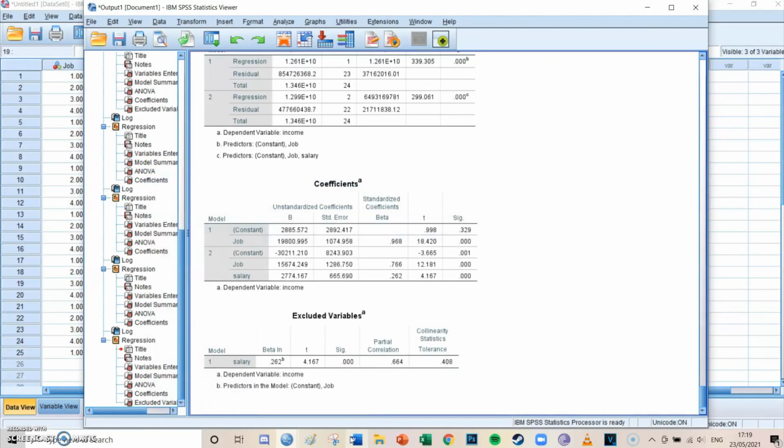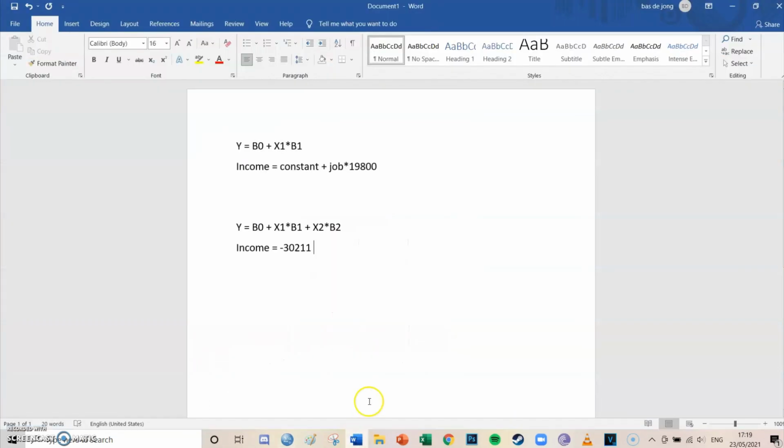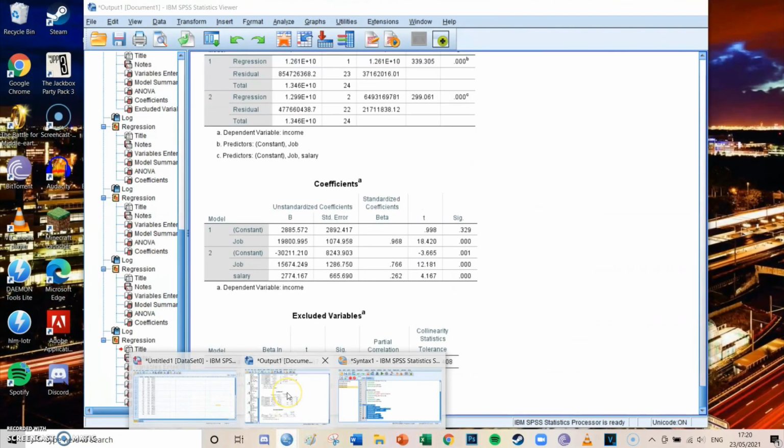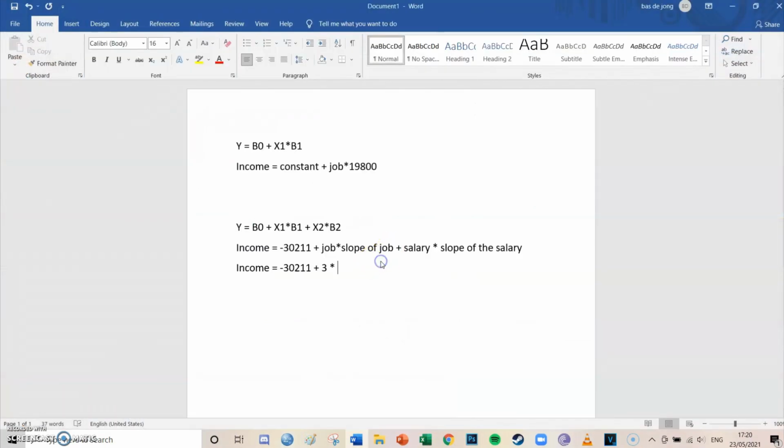Normally, you should also take the 0.210 into account, but just for the sake of this video, I'm going to leave that out. And you add to that the value of job times the slope of job. And you also add the value of salary times the slope of the salary. Okay, so income is minus 30,211 plus, well, we said that it was a tier 3 job, so the value is 3, times the slope of job. Well, the slope of the job is 15,674.